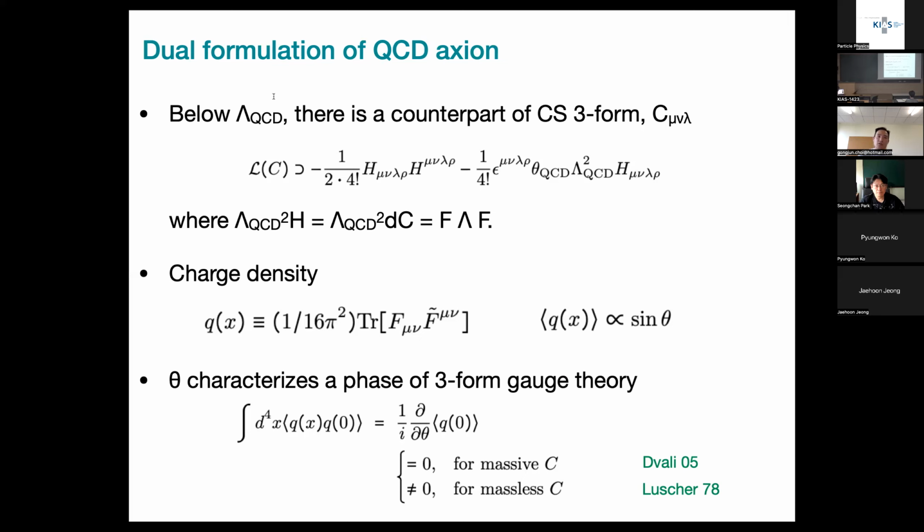To that end, let me now try to go through the so-called dual formulation of the QCD axion. In QCD, you have the famous F F-tilde operator, okay? But this operator can always be written as the divergence of some current, okay? And this current, I will call from now on the Chern-Simons current. And this Chern-Simons current has a Hodge dual, which I write here, as C_{μνλ}, okay? And from here on, I will call this three-form the Chern-Simons three-form of QCD. So this is what is directly happening, but it's really true for the energy scale above Lambda QCD. But below Lambda QCD, there must be a counterpart of this Chern-Simons three-form, okay? For simplicity, let me call it C_{μνλ} again, okay? So this is the story below Lambda QCD.